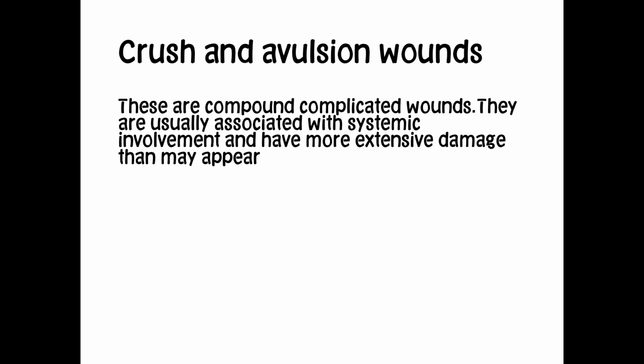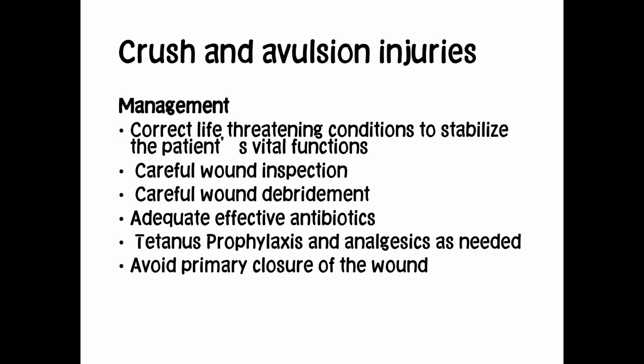Our next type of wound is crush and avulsion wounds. These are compound complicated wounds. They are always secondary to trauma, and they are always associated with severe systemic involvement and have more extensive damage to the underlying structures than what may be observed at the periphery or at the surface.